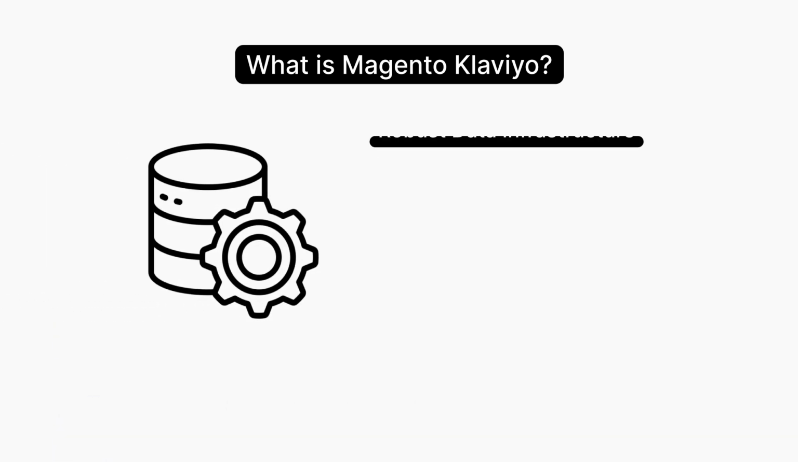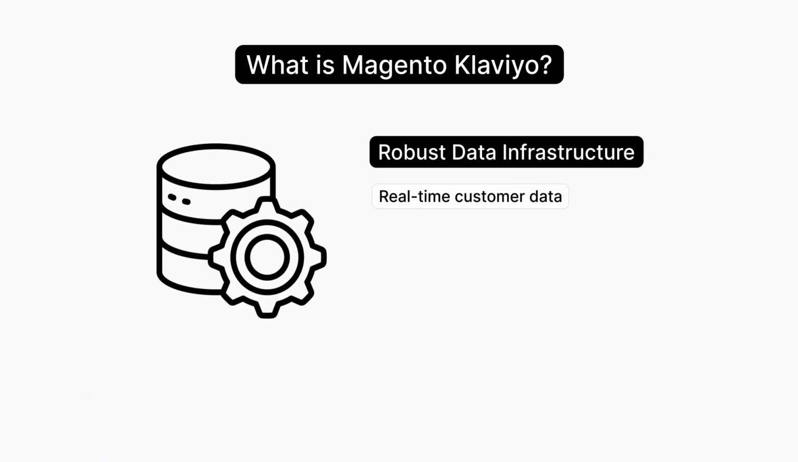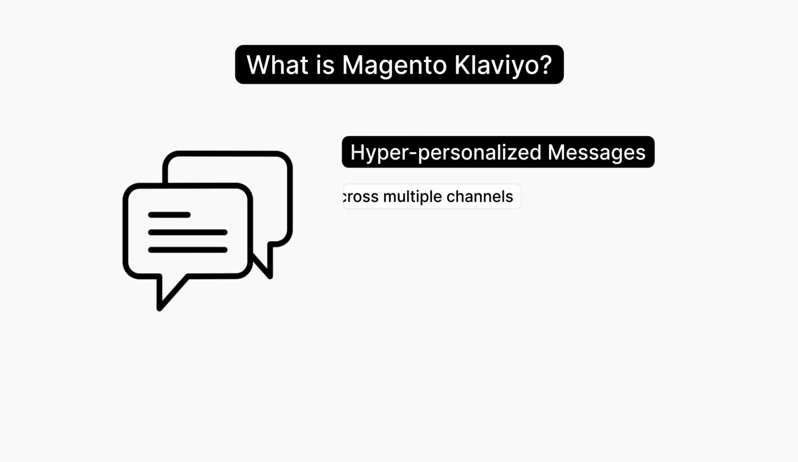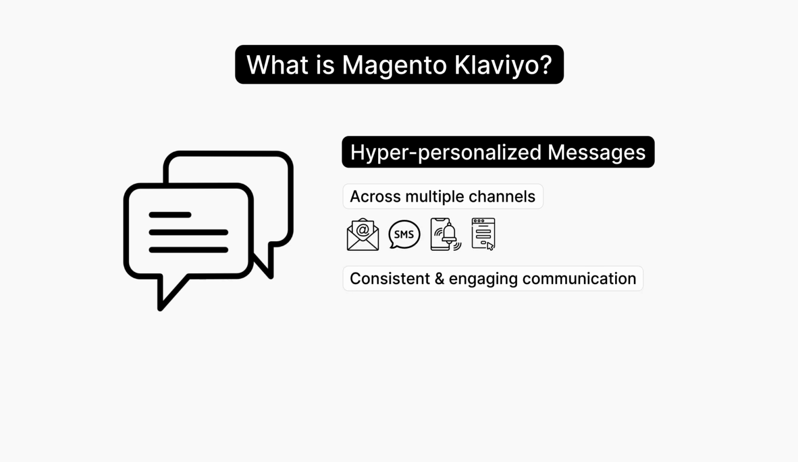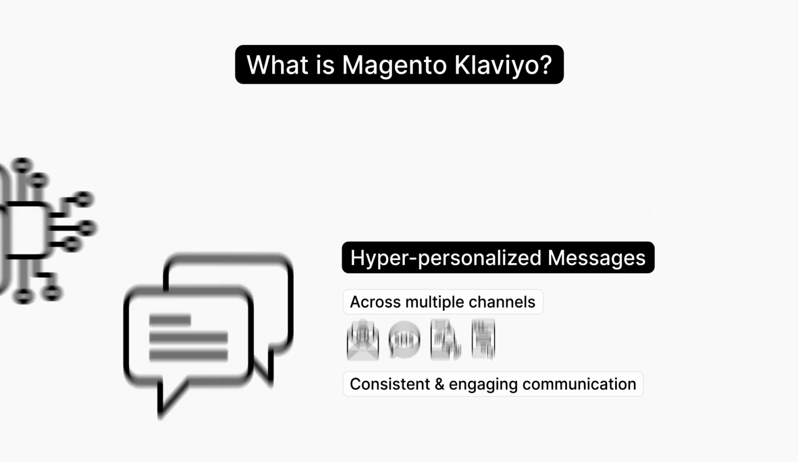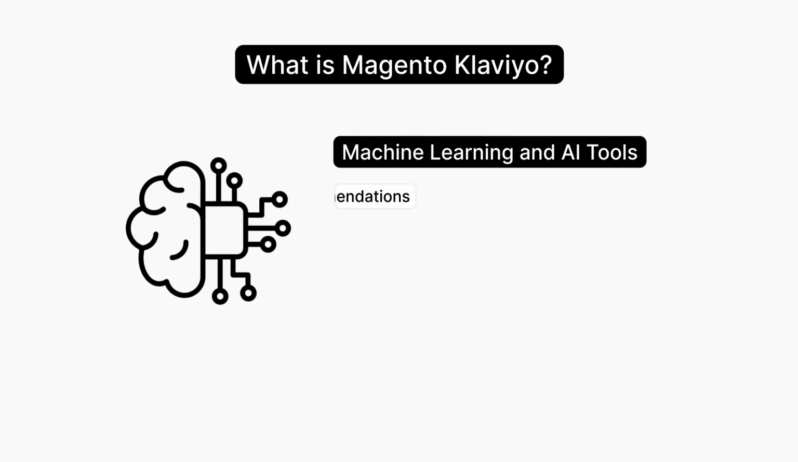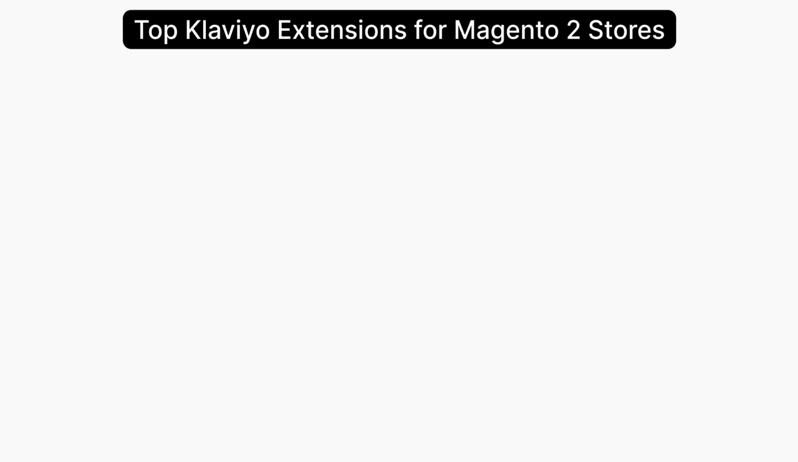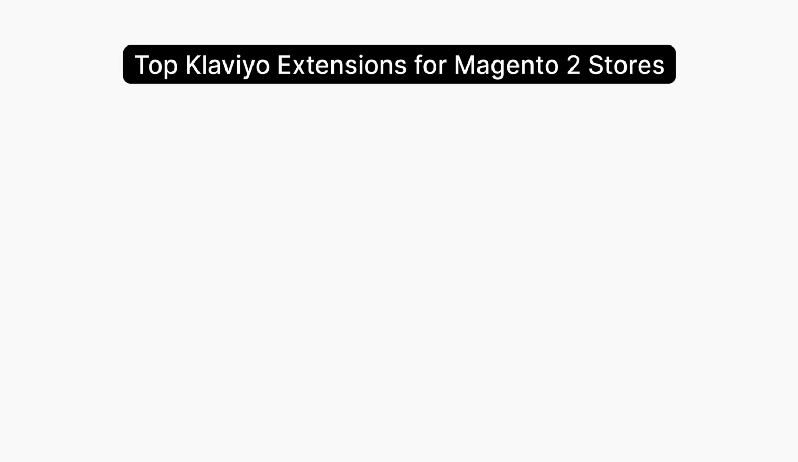Klaviyo's robust data infrastructure captures real-time customer data, integrating seamlessly with your entire tech stack for detailed insights and better marketing outcomes. Send personalized messages across multiple channels, including email, SMS, mobile push, and forms, ensuring consistent and engaging communication with your customers. Leverage machine learning and AI tools like product recommendations and predictive analytics to create personalized marketing strategies. What are the top Klaviyo extensions for Magento 2 stores?